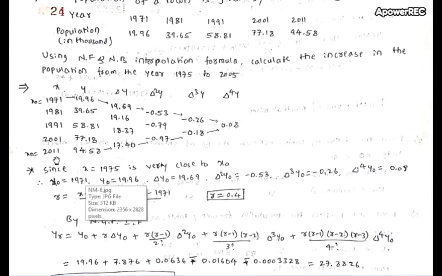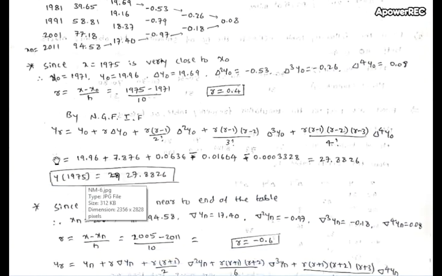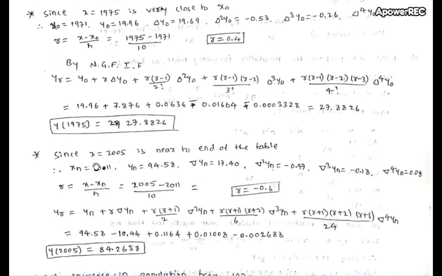Then the second one is 2005. So 2005 is close to the end value, so use the bottom values, x equal to 2005. These are all the bottom values of the table. Use these values in the r formula, that is, using Newton's backward difference formula, which gives the r value as minus 0.6 here. So substitute these values in the backward difference formula. After simplifying, we will get the increase of population in the year 2005.